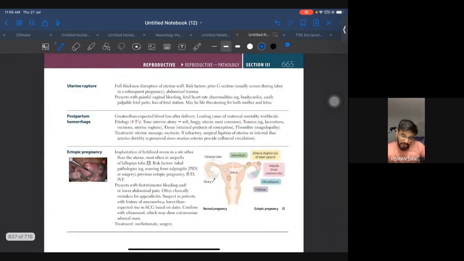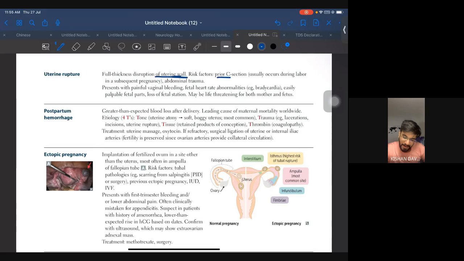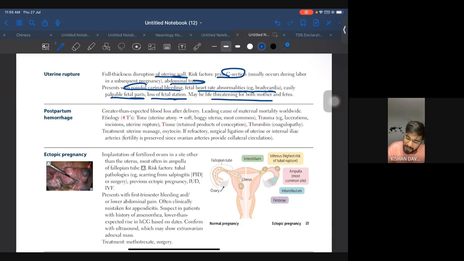Let's move on to uterine rupture. Uterine rupture: full thickness disruption of uterine wall, prior C-section, abdominal trauma. Present with painful vaginal bleeding, fetal heart rate abnormalities, bradycardia, easily palpable fetal parts, loss of fetal station, may be life threatening for both mother and fetus. Now one more thing, here also bradycardia is occurring, and in vasa previa also bradycardia is occurring, but here it is painful. In vasa previa it is painless. Okay, another thing, in vasa previa you won't be able to palpate fetal parts, here you will be able to palpate. Okay, that is the small differences you need to be aware of.